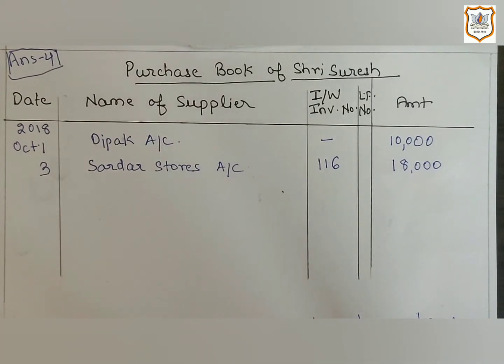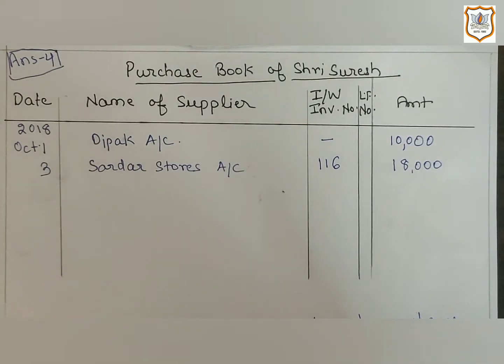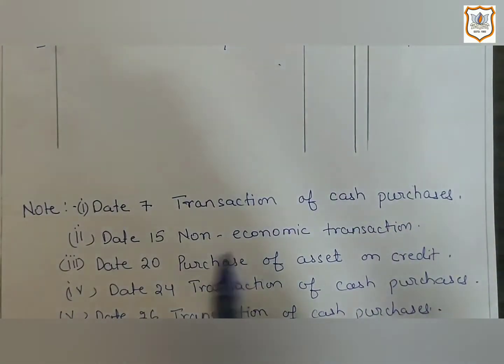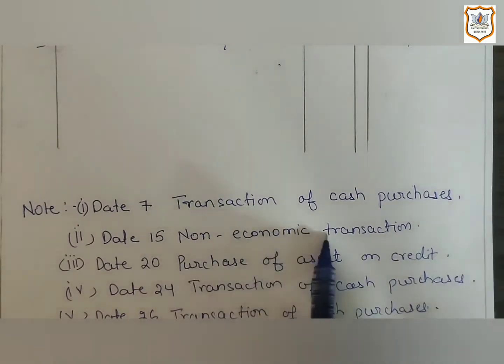Placed order with Rajesh for supply goods of rupees 20,000 at 10% trade discount. This transaction is non-economic transaction, as till now only order is placed for supply of goods. No exchange has taken place. So as we know, we don't record non-economic transaction. But you have to mention it in separate note. Here you have to write first date 15th, non-economic transaction.